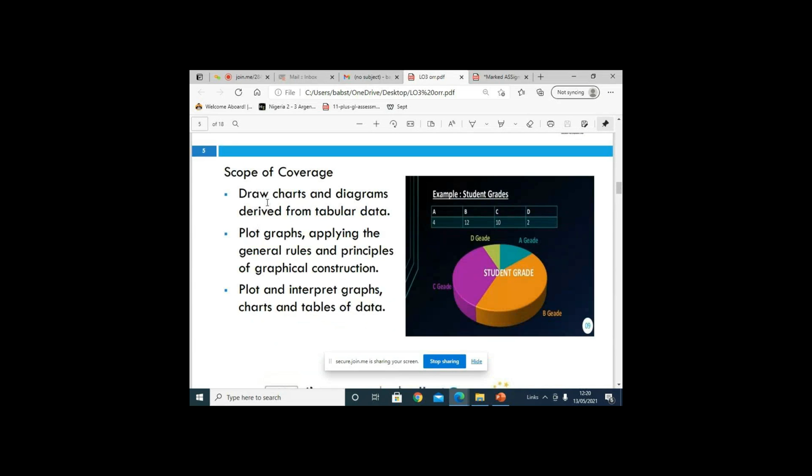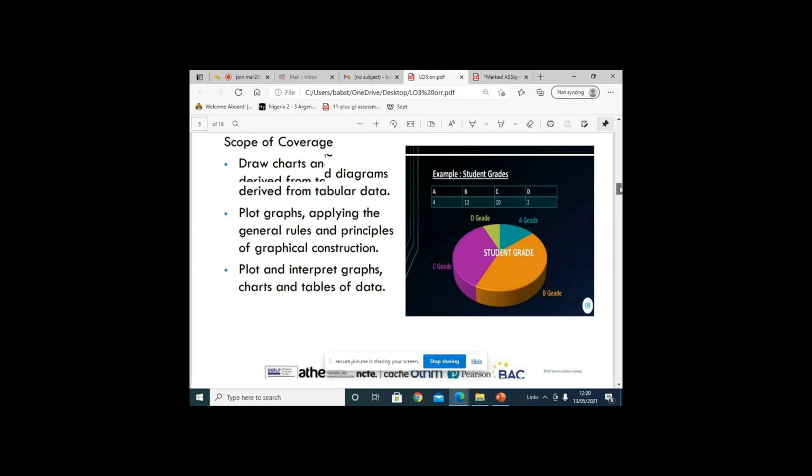So the scope of coverage is what? We want to draw charts and diagrams derived from what? From tabular data, plot graphs, apply general rules and principles of graphical construction, then plot and interpret graphs, charts, and tables of data. That's the scope of coverage today.